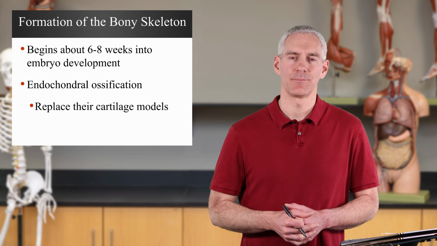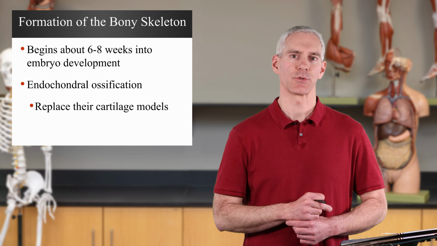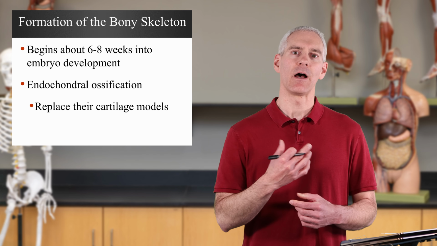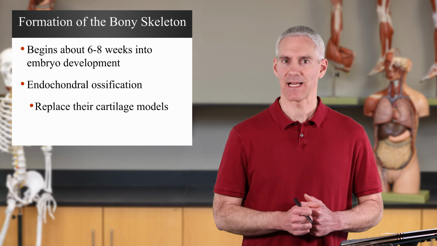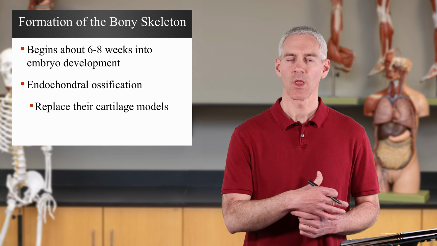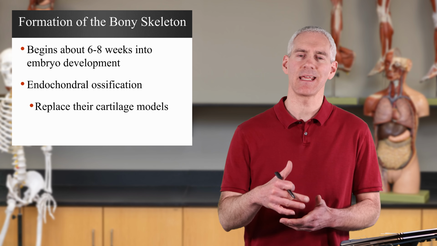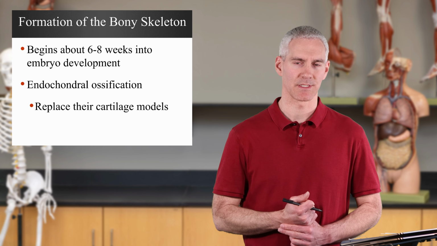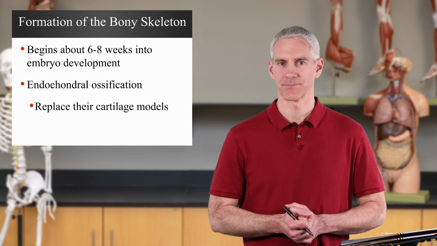Continuing our discussion about ossification, we're going to move into endochondral ossification. Now, endochondral ossification, just like the intramembranous ossification we covered previously, they both start in utero. So we're looking at about 6 to 8 weeks after conception at this point. Now again, it's a range because it varies from person to person.